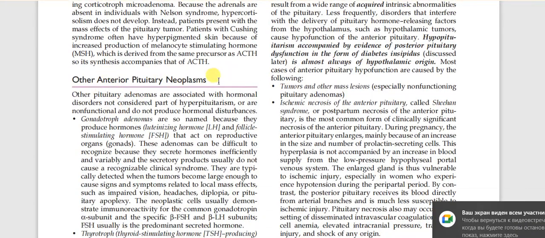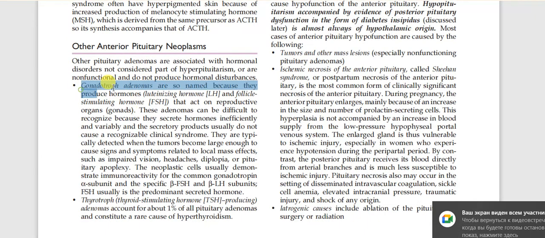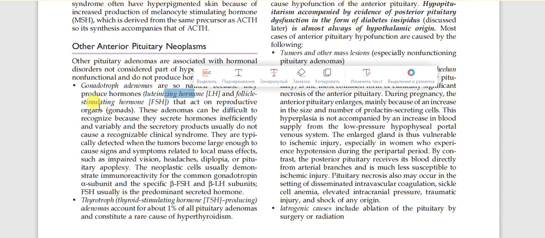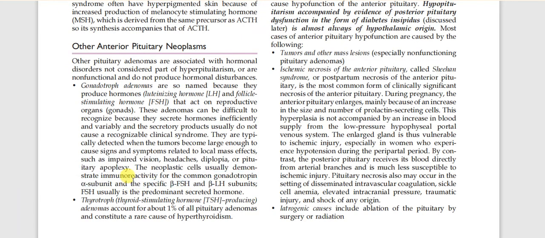So, other anterior pituitary neoplasms. We have gonadotroph adenomas. They are very rare, and they produce luteinizing hormone and follicle stimulating hormone. They act on reproductive organs. Neoplastic cells usually demonstrate immunoreactivity for the common gonadotropin alpha subunit and the specific beta FSH and beta LH, beta follicle stimulating hormone and beta luteinizing hormone subunits.